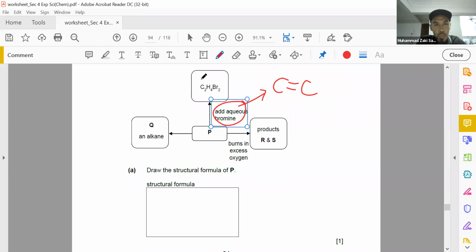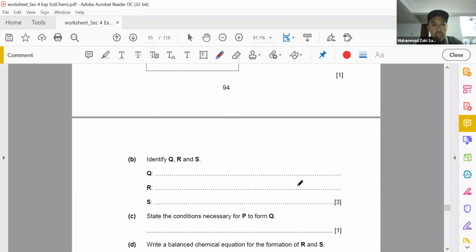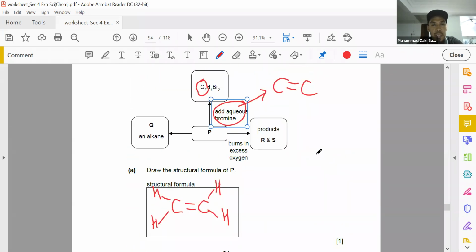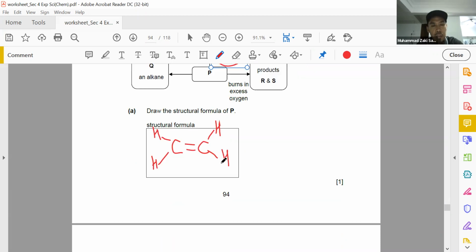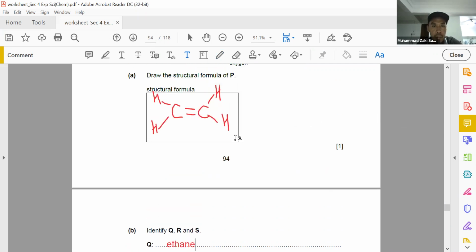And this P has 2 carbons. When you look here, it has a carbon-carbon double bond. So the 2-carbon alkene is called ethene. Okay. Next, identify what is Q, R, and S. So what is Q then? If this is ethene, when you do hydrogenation, you get an alkane. What alkane comes from ethene? It obviously should be ethane. We call it an alkane.